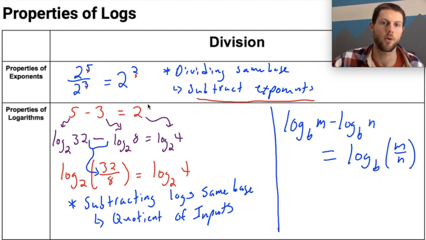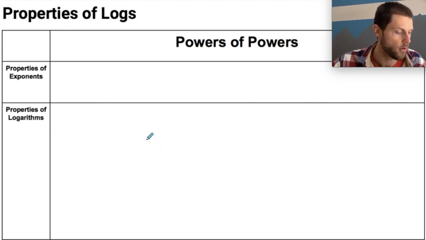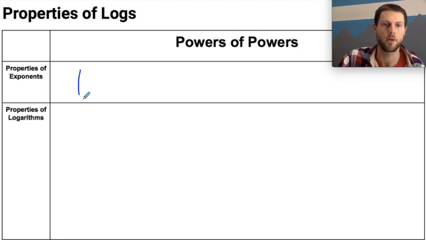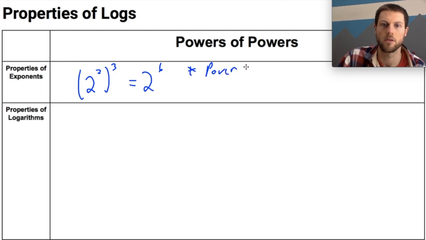All right, one more property I want to talk about, and that is the power of powers. Let's take an example, 2 squared to the third power, and we know that's equal to 2 to the sixth. And our rule here is when we have a power to a power of the same base, what we do is we multiply the exponents.